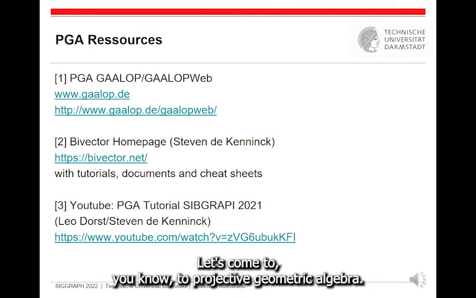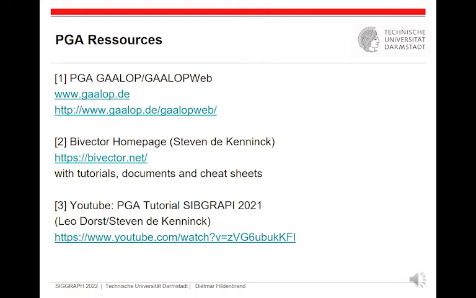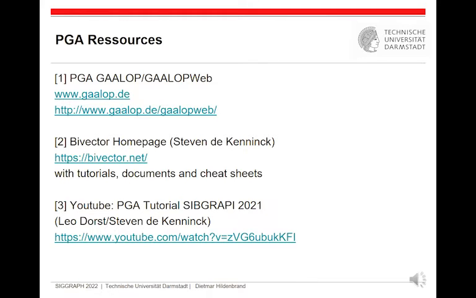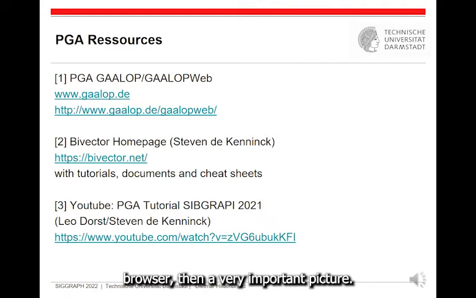Let's come to PGA now, to projective geometric algebra. Here are some resources. The first one is the Gallop web pages, that means gallop.de, which is mainly for downloading Gallop and giving some information about it. And the next link is the link to Gallop web in order to use Gallop online in the browser.